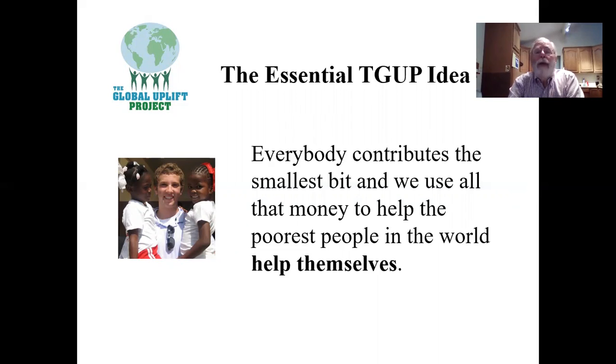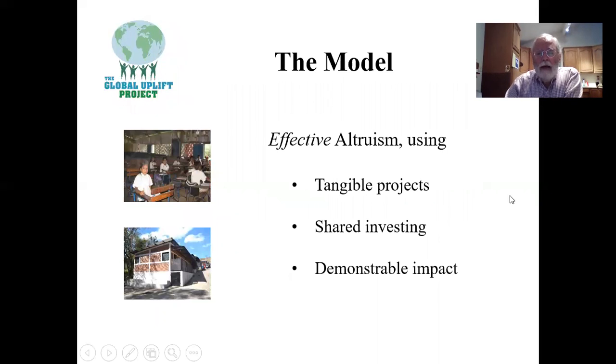Everybody get it? When I say smallest bit, for teenagers, we call it $1. For adults, I call it the pocket change that was in the couch. You never missed it, did you? But when combined with other people's pocket change or other people's dollars, it can deliver an enormous increment to the capacity of a local developing world village to help itself. The model is that we build tangible projects using shared investing for dramatic, demonstrable impact. Remember those criteria. You'll see many examples of that as I go through.